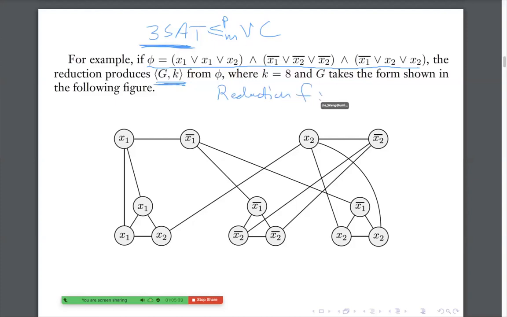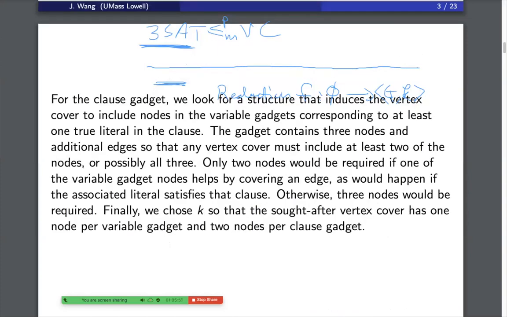So my reduction f will map this into an instance of vertex cover. That's what the reduction is. In this example, we'll set k to be 8. We choose k so that the sought-after vertex cover has one node per variable gadget and two nodes per clause gadget. So how many variable gadgets are in this formula? And then two nodes per clause.